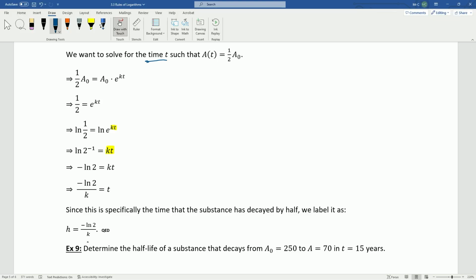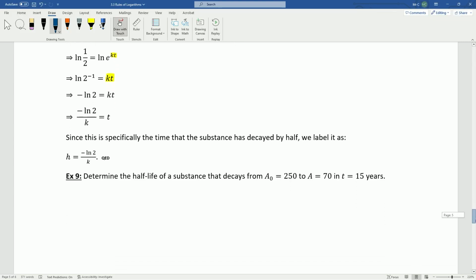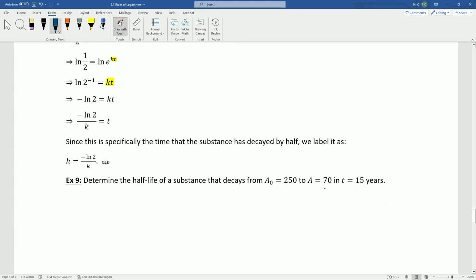Okay, so let's take a look at this example. Determine the half-life of a substance that decays from A0 equal to 250 to A equal to 70 at T equal to 15 years. So in order to do that, we have to find K. Generally with these kinds of problems, the first thing you have to do is figure out what you are missing. If I want the half-life and half-life is negative ln of 2 over K, that means I need to know what K is. So I've got this information given.